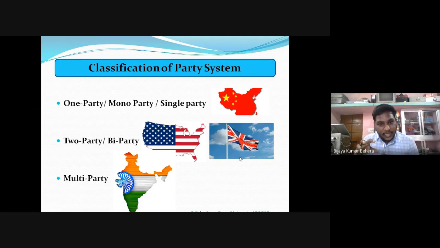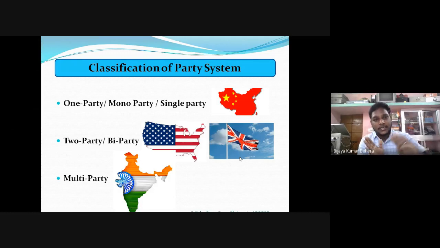For example, India is more expensive. Why? Because there are more parties in India, and during the election and the propaganda, they use lots of money for their propaganda. But in a one party system, there is no chance of such expense. That's why it is less expensive.